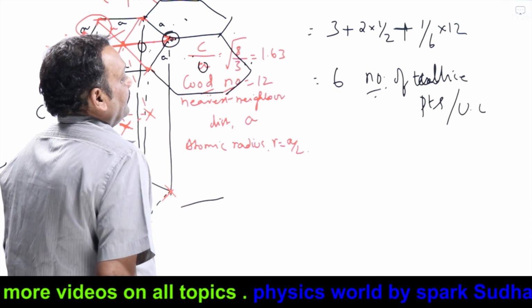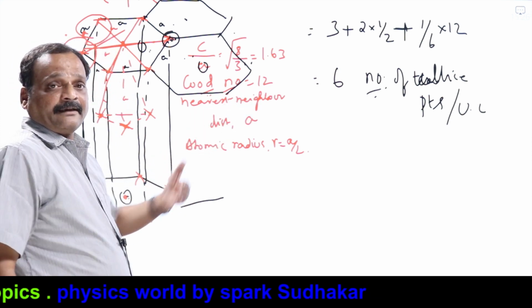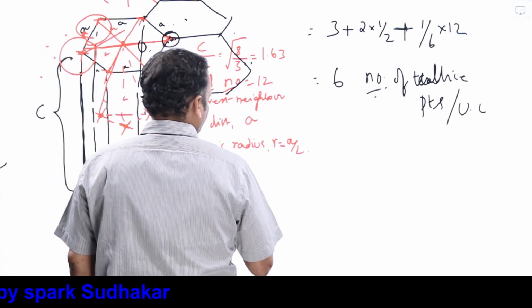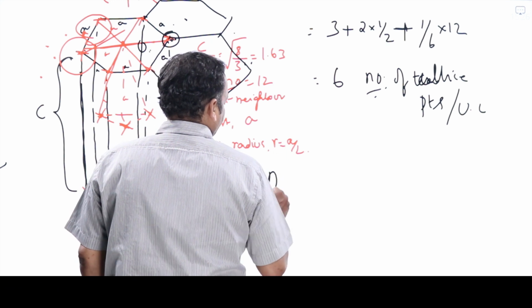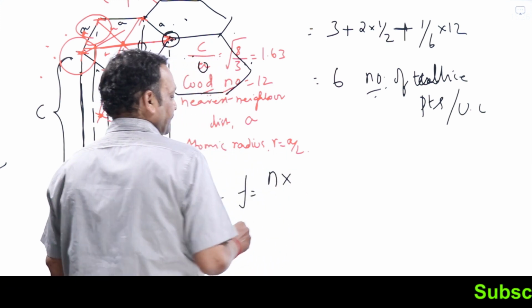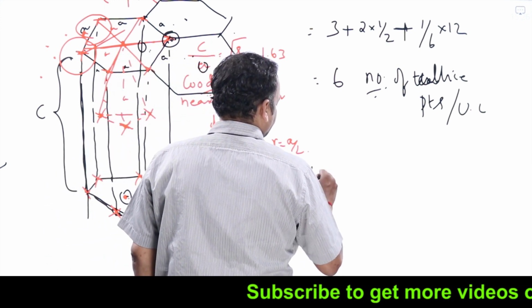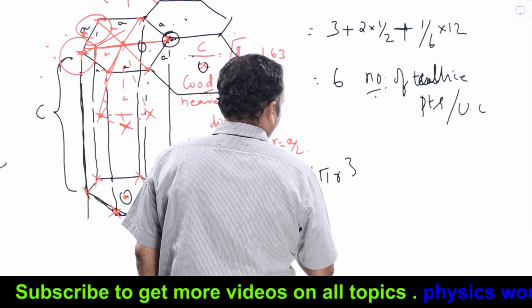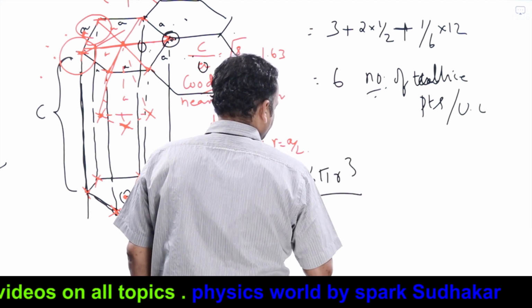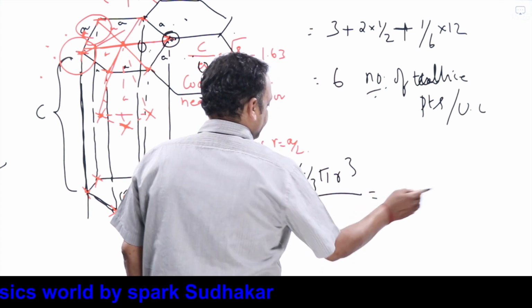Okay. Now we can go for what is known as packing fraction. Okay, what is packing fraction? F is equal to the number of atoms effectively present in our unit cell into the volume of each atom, 4/3 pi r cube, divided by the volume of the unit cell.